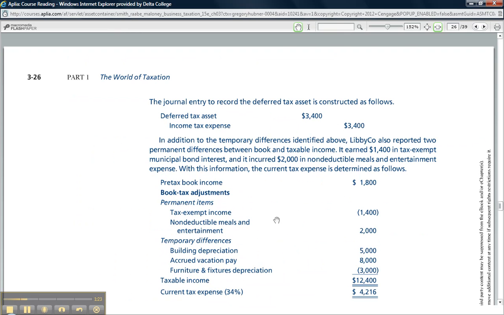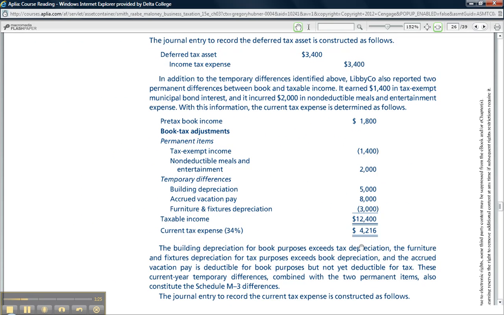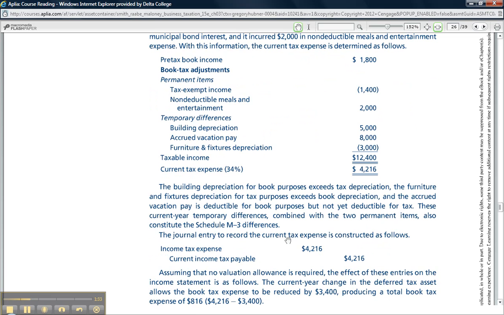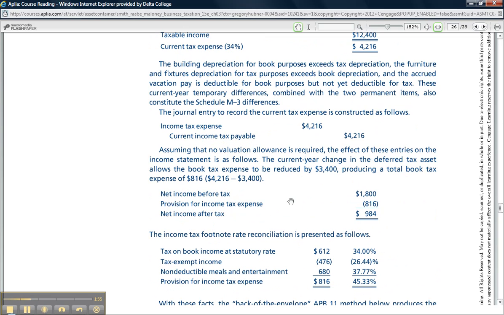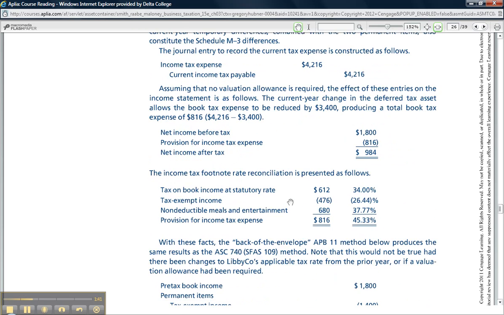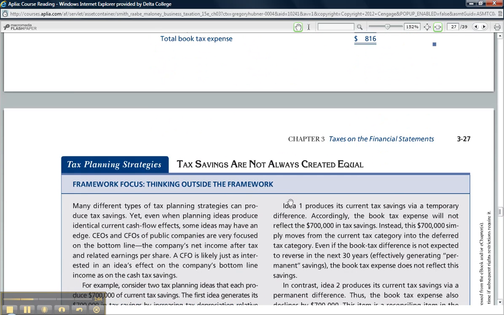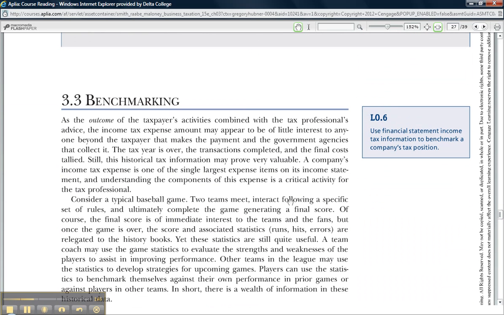You get another situation right here where you compute a current tax expense by figuring out and recording permanent differences and temporary differences in arriving at taxable income. So I'm not going to go into an at-length discussion of all this. You've got to see if you can make some of this stuff make sense to yourself, and ask me where you've got questions. Then this last learning objective just has to do with benchmarking.